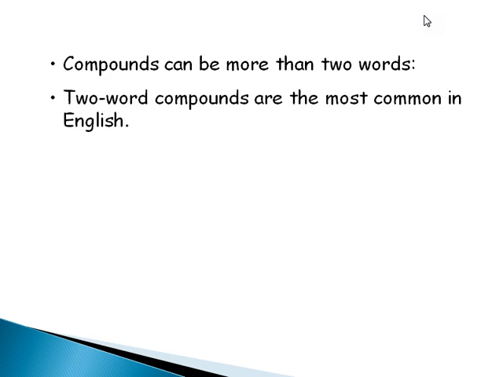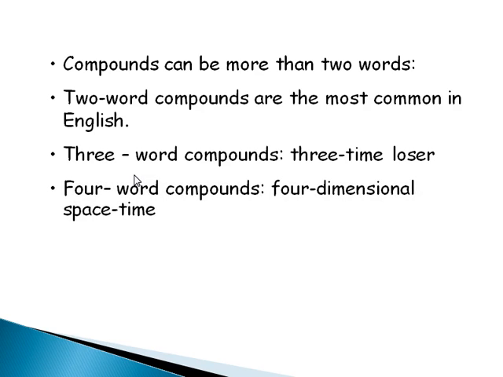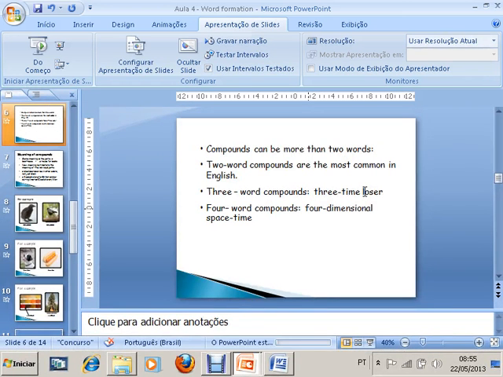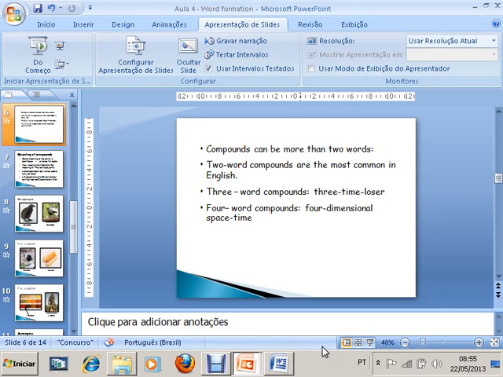They can be two-word compounds, like you saw, most common in English, but they can also be three-word compounds, like a three-time loser. Do you know what it means? It's a guy that is really a loser. You are a three-time loser. So this is a compound. We have forward. I'm sorry about this. There is a hyphen I forgot here. Otherwise, it wouldn't be a compound.